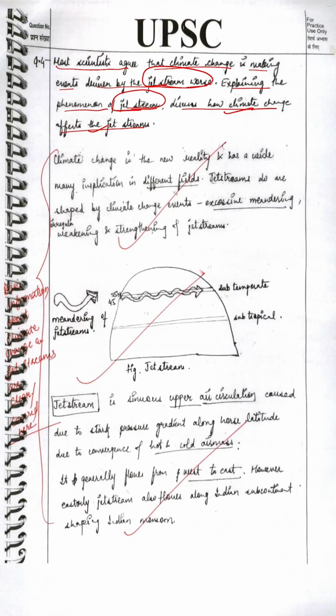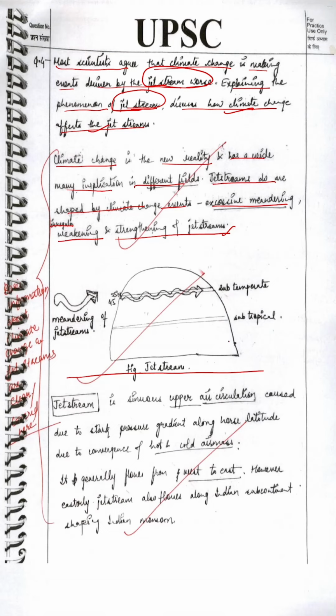So the introduction: climate change is the new reality and has many implications in different fields. Jet streams are shaped by climate change events, for example excessive meandering. Quite good, it is written. Irregular weakening and strengthening of the jet stream is also being seen because of climate change. This information is quite important and relevant, and it is written in the introduction. With the introduction, a diagram is also given.